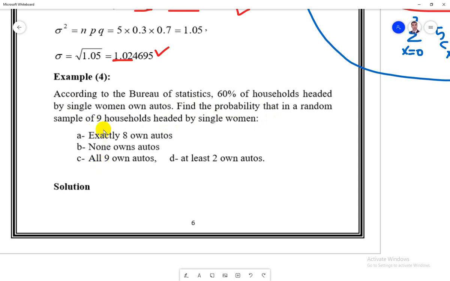you have 3 questions. So in the head of the question, for each household, we have two possible outcomes. Okay? Own auto or does not own auto. So that is the idea, you have two possible outcomes. That will be p in our question, p equals 0.6. And directly the complement, q equals 0.4. And you have n equals 9.